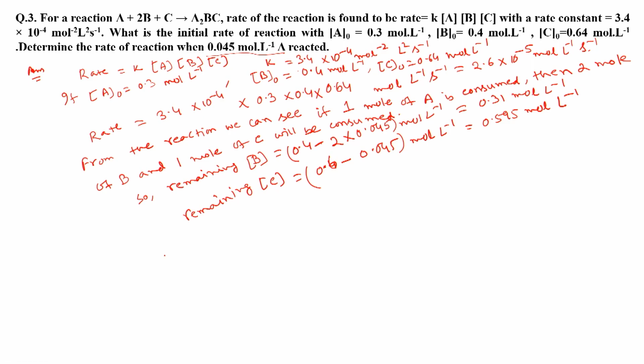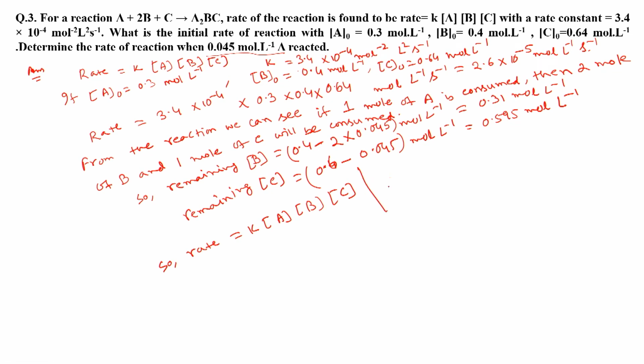Okay. So the rate is K times concentration of A, concentration of B, and concentration of C. Now what is the concentration of A here? That we did not calculate. So remaining A basically. So this one is reacted. Okay. So remaining A we did not calculate.